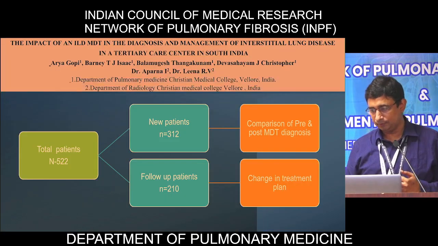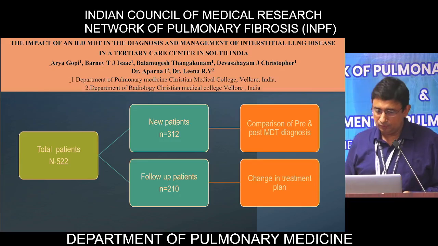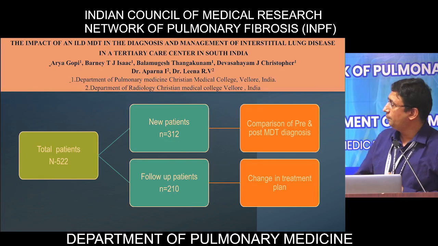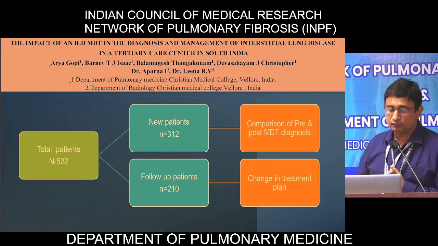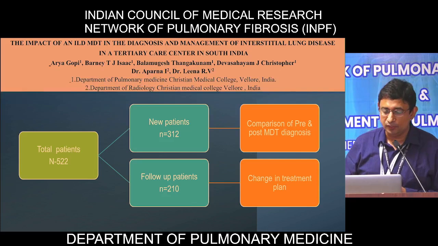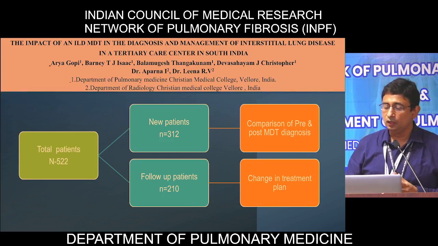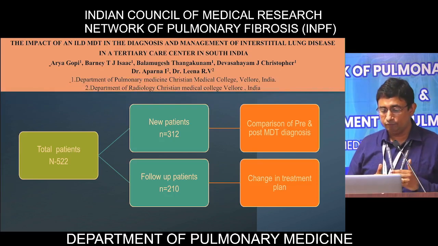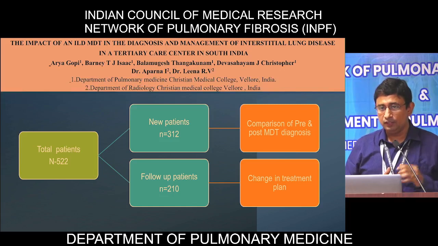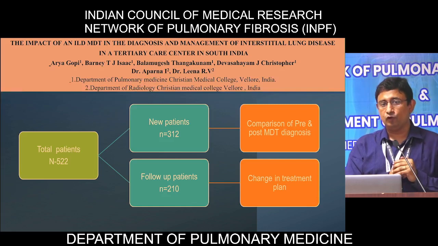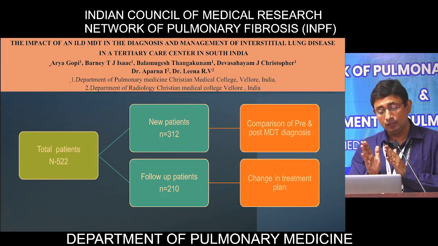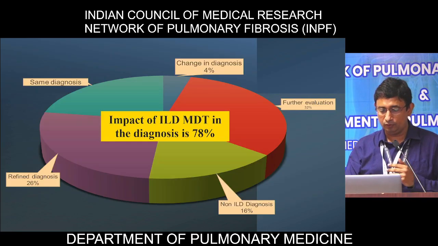Next, in the next few minutes, we looked at the impact of our MDT on ILD over a period of 6 months. In those 6 months, we discussed 522 patients, out of which 60% were new patients and 40% were follow-up patients. In the new patients, we looked at how the diagnosis had changed from the initial physician diagnosis, and in the follow-up patients, we looked at how the treatment plan had been modified or changed.